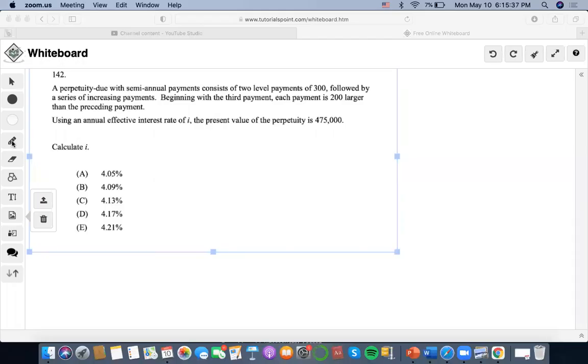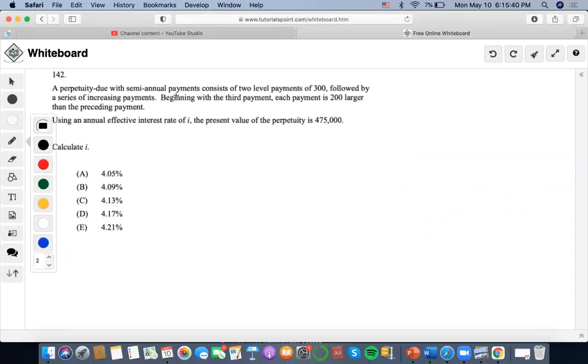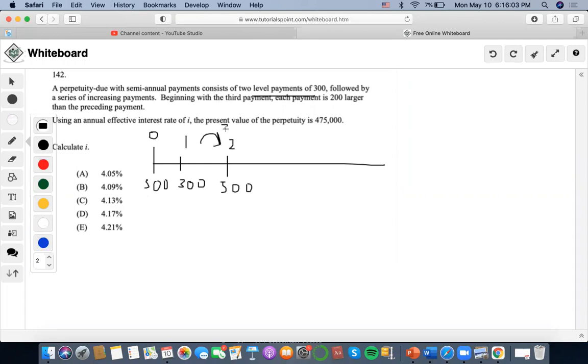Okay, so for this problem, it's a perpetuity-due with semi-annual payments consisting of two level payments. So if I were to write this out, there'd be two level payments of 300, and starting from the third payment, each payment is 200 larger, right? 200 larger. Now, using an annual effective rate, the present value is this.